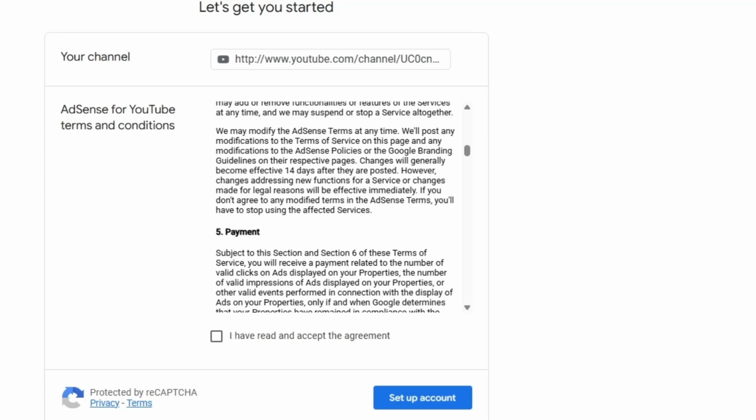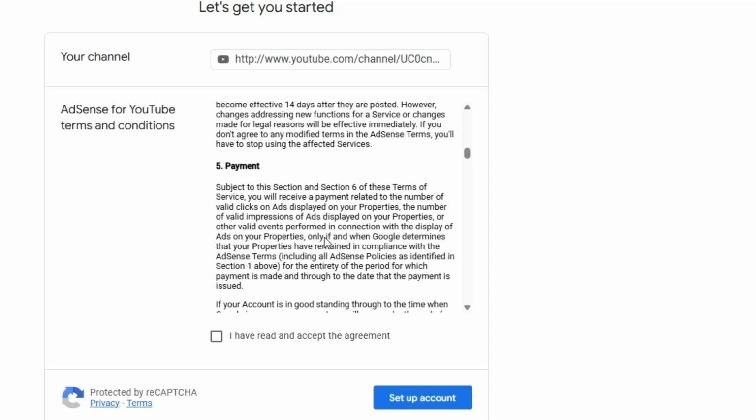5. Payment. Subject to this section and Section 6 of these terms of service, you will receive a payment related to the number of valid clicks on ads displayed on your properties, the number of valid impressions of ads displayed on your properties, or other valid events performed in connection with the display of ads on your properties. Only if and when Google determines that your properties have remained in compliance with the AdSense terms, including all AdSense policies as identified in Section 1 above.